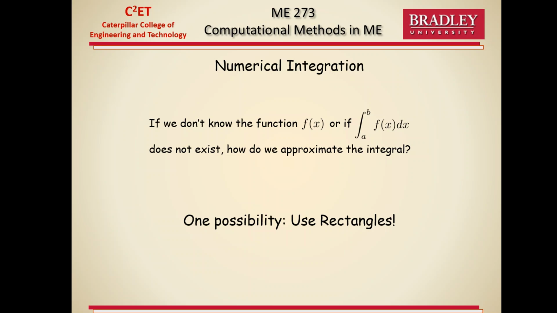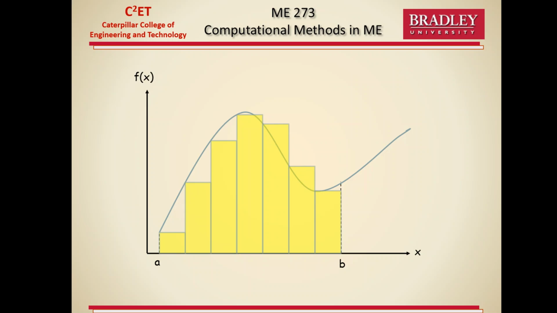And so the question is, how do we approximate the integral, whether we don't know the function itself or the integral doesn't exist? One possibility, as you can see written down here, is to use rectangles. What I mean by that graphically is on the next slide here. See these yellow things? These are rectangles. You all know what a rectangle is. I've produced a number, let's see, 1, 2, 3, 4, 5, 6, 7, in this case 7 yellow rectangles. They all have the same width, and I've constructed them so that all 7 fit perfectly between the limits a and b.